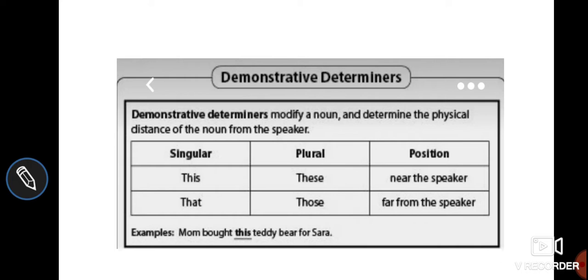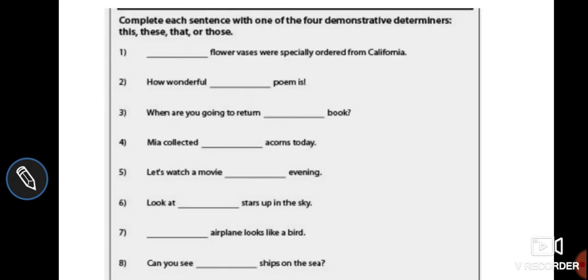Hope you understood this, my dear children. Here's a small worksheet for you to practice the demonstrative determiners. Complete each sentence with one of the 4 demonstrative determiners: this, these, that or those. Let us try and learn them one by one.